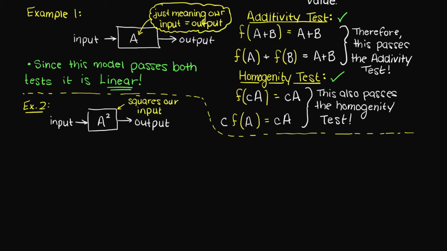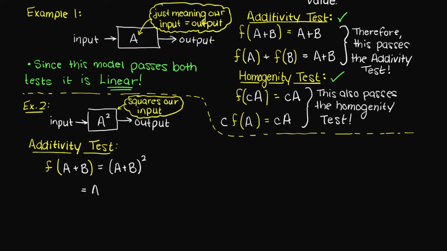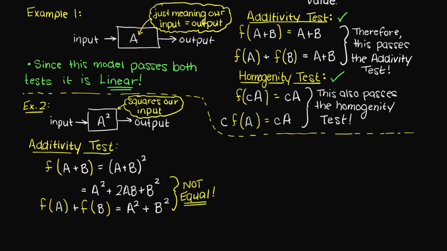Do you think this will pass the superposition principle test? Let's test and find out. For our additivity testing, we still have a plus b inside the brackets, but we need to square them. And using FOIL, we get the following answer, which is not the same as the function evaluated at a squared plus the function evaluated at b squared. Therefore, just because the additivity test fails, we know that this model is no longer linear.